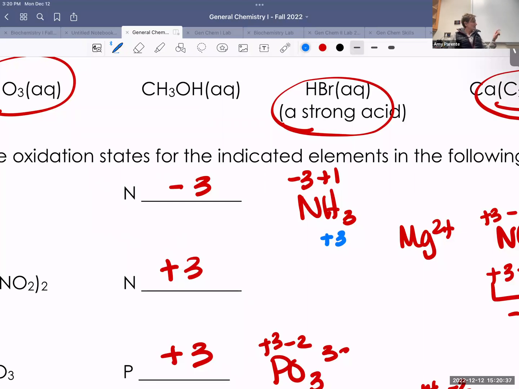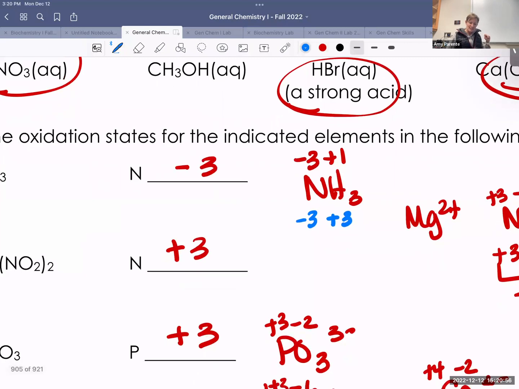So now I can say, what's the negative charge that's going to be coming from the nitrogens that I have? Well, it's going to be -3. And since there's only one nitrogen, the oxidation number on that nitrogen must be -3. Good with that one? Anybody have questions?